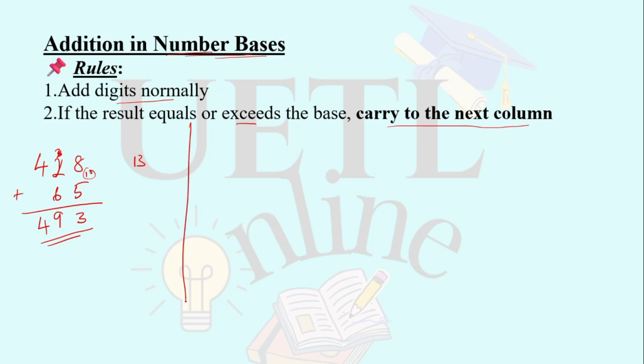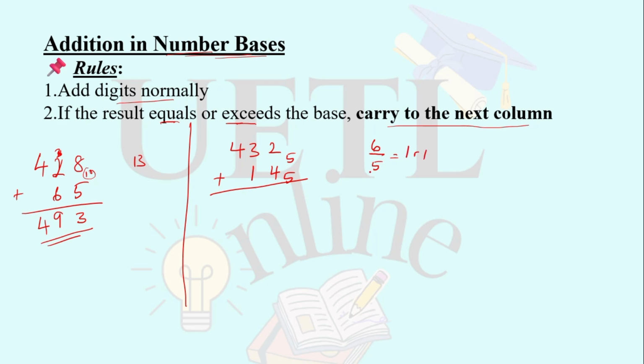Let's say we're given the number 432 in base 5, being added to another number, which is 14, also in base 5. How do we add them? Here we say 2 plus 4, we get 6. This number exceeds or equals 5, so we divide by 5. After dividing 6 by 5, we get 1, remainder 1.